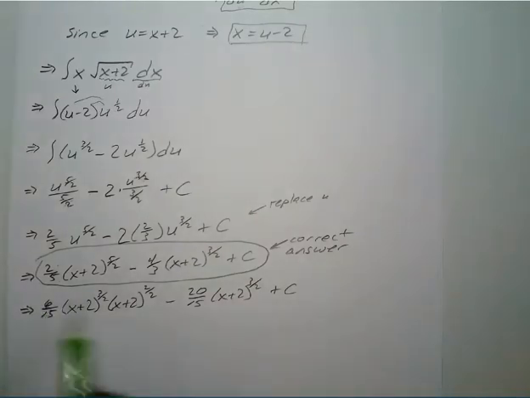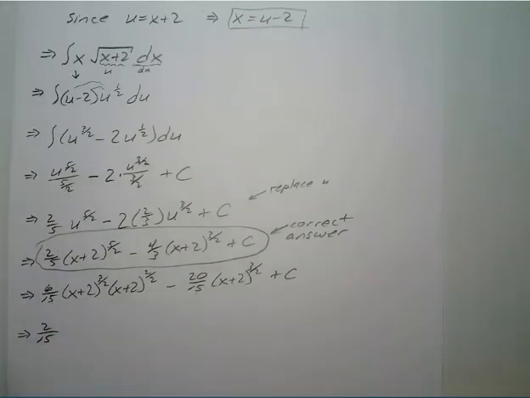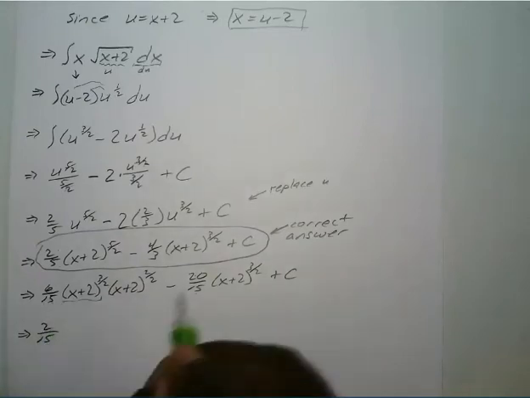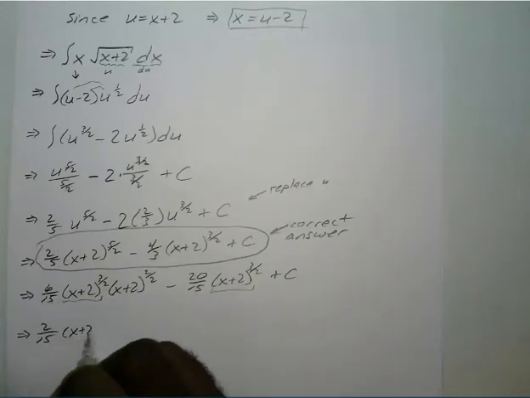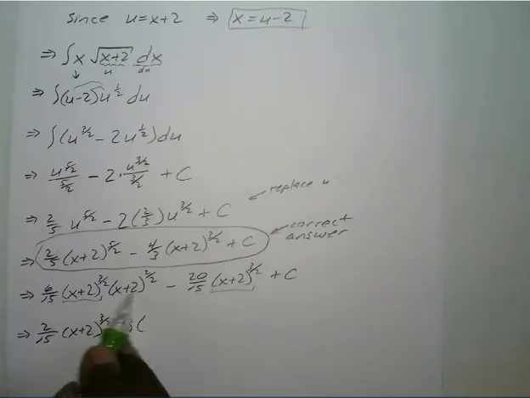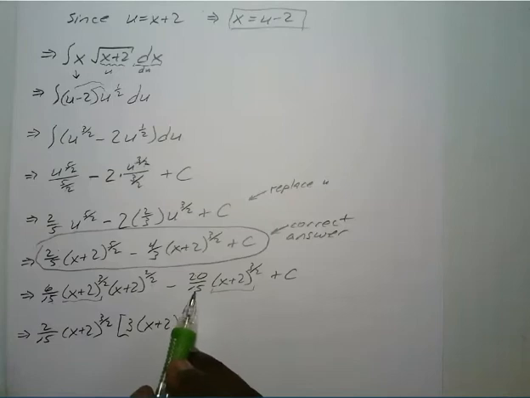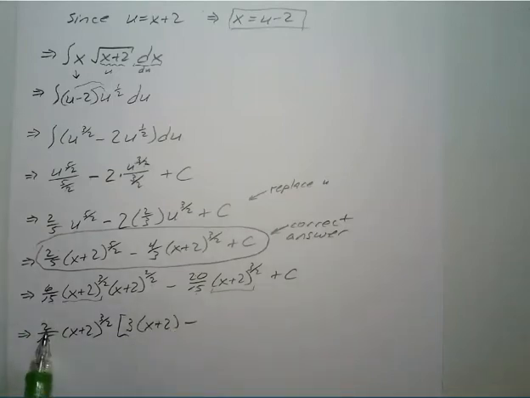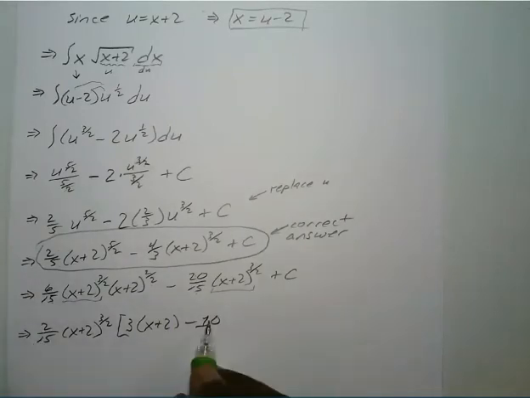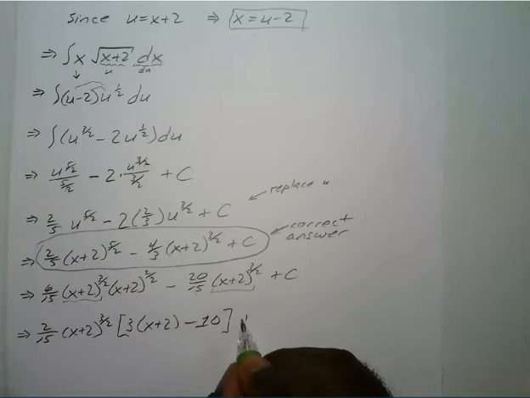Okay, so now out of our numerator, we can actually factor out a 2. So you have 2 over 15, because you can factor 15 out of both of those denominators. And you can also factor out x plus 2 to the 3 halves power. So what does that leave us? Well, we know 2 times 3 would give us 6 in our numerator. So you have 3, and we have our x plus 2 to the 2 over 2 power. So that's x plus 2. Minus, here we factored out our 15 in the denominator. And we know that we factored out a 2, so that will leave us with a 10 here, because 10 times 2 will give us our 20. And we factored out the x plus 2 to the 3 halves power, so that leaves us with our plus C.